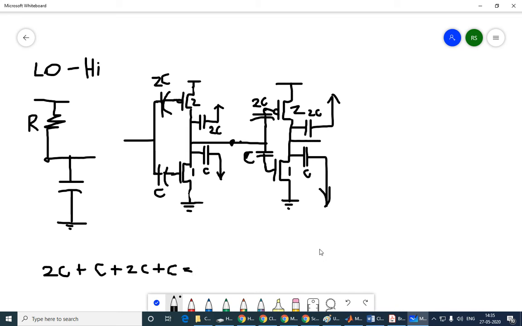Okay, and these diffusion capacitances, even though they have been drawn, they are not connected in any way to the output node, so they cannot be part of this load capacitance. So this total capacitance is just going to be the sum of all the capacitances connected there. So that is going to be a total of 6C. So here what I will write is 6C is the total output capacitance.